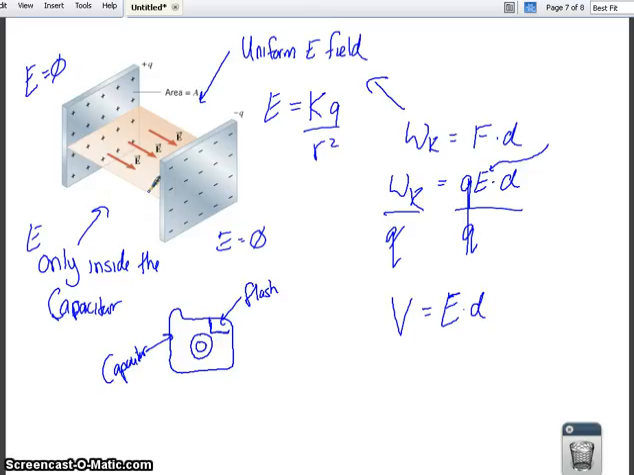So we can calculate our voltage very quickly inside a capacitor because we have a uniform electric field and we know how far away the plates are. So this is a very simple way to understand how much voltage we can store inside a capacitor.